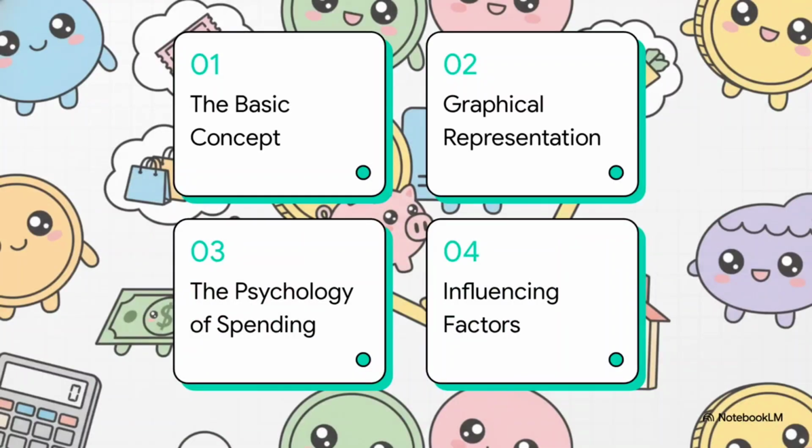So here's what we're going to tackle. We'll start with the basic idea and the formula behind it. Then we'll see what it actually looks like on a graph. After that, we'll get into the fascinating psychology of why we spend the way we do, and finally, we'll explore all the different things that can push us to either spend more or save more.